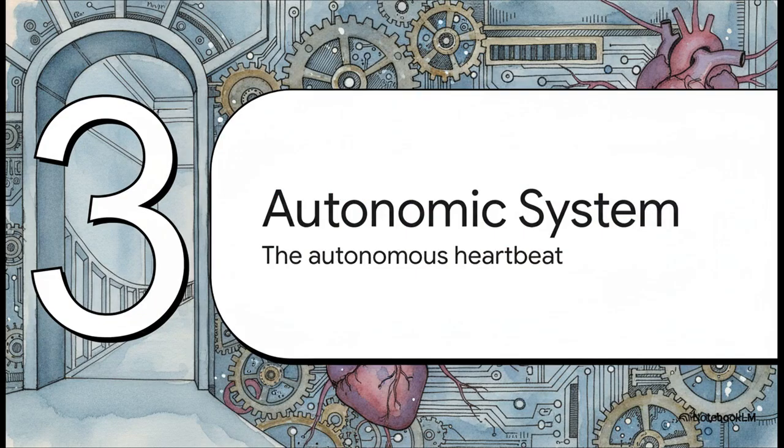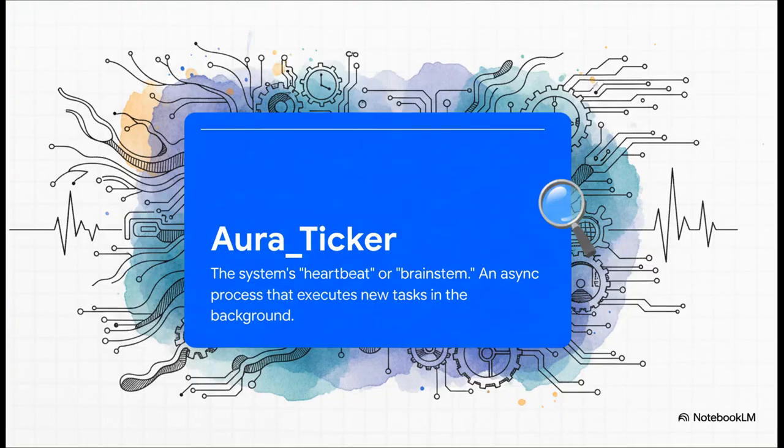So now that we've seen the bridge, let's cross it and take a look inside the engine room, the autonomic nervous system itself. What exactly is making Aura OS tick? The absolute core of this entire autonomous system is a class called the Aura Ticker. The best way to think about this is like a digital brainstem. It's not consciously controlled at all. It's this process that's just always running in the background, always checking for something new to do. It is the system's pulse.